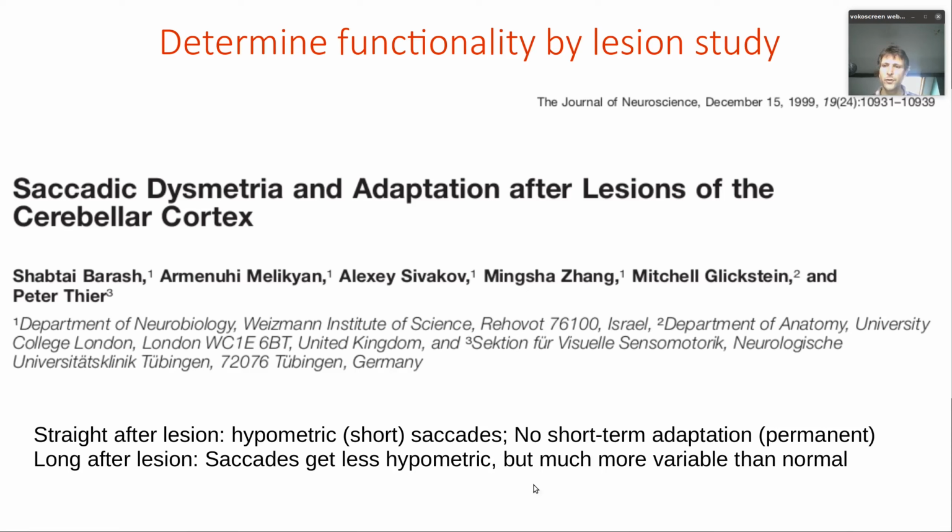But if your cerebellar cortex had been lesioned, you wouldn't have that short-term adaptation. A long time after the lesion, the saccades do recover to an extent. They get less hypermetric, so they start to get to their correct target, but they remain much more variable than normal, and they never regain this short-term adaptation.